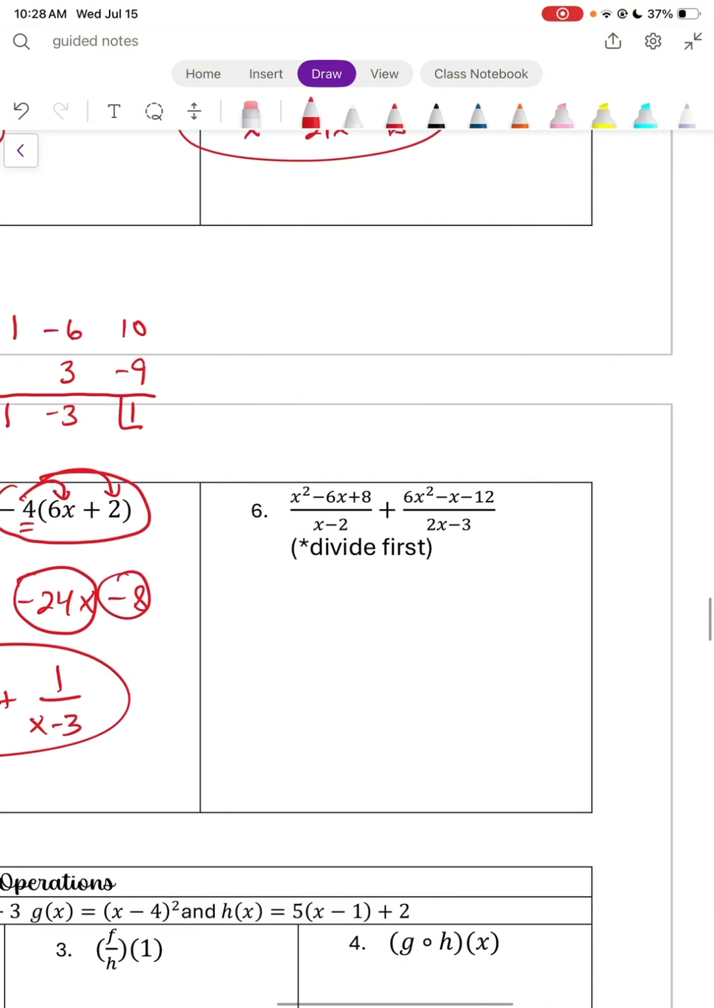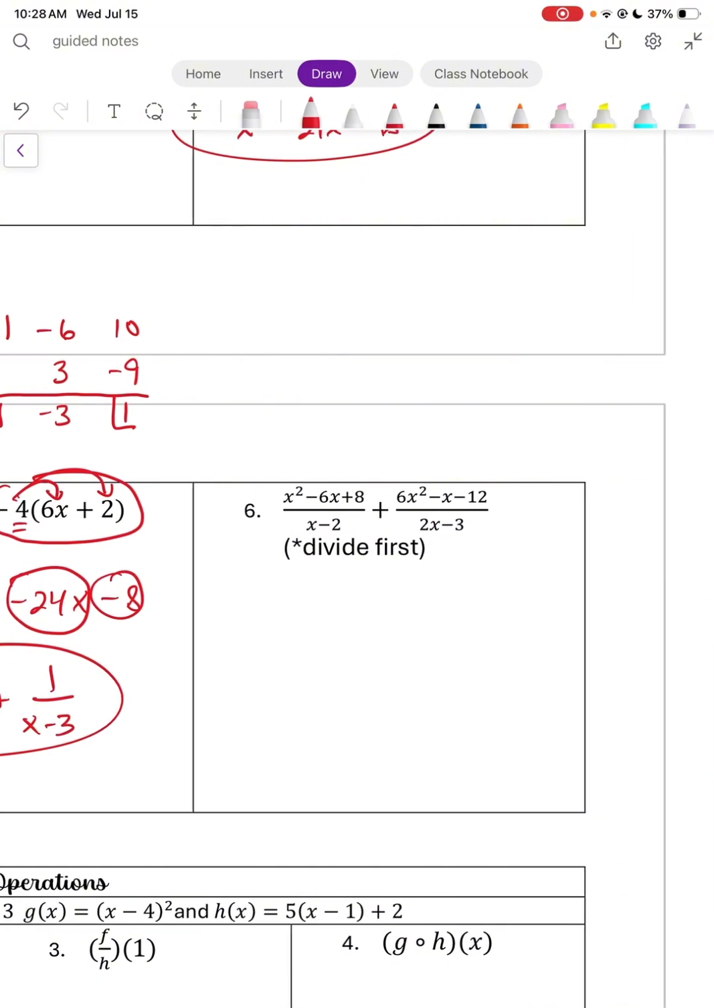Then the last one. We have actually a synthetic division and a long division. So this one might take a little while. So we're dividing the first one by x minus 2. So we've got a 2 divided into 1x squared minus 6x plus 8. Now the top could be factored and we could divide that way, which would be much easier. Bring down the 1, multiply by 2. Negative 4, multiply by 2. 0, my answer is x minus 4 for the first part.